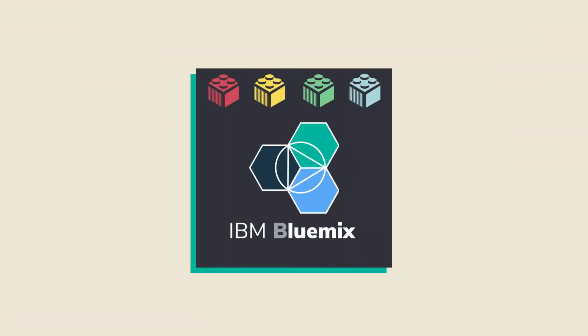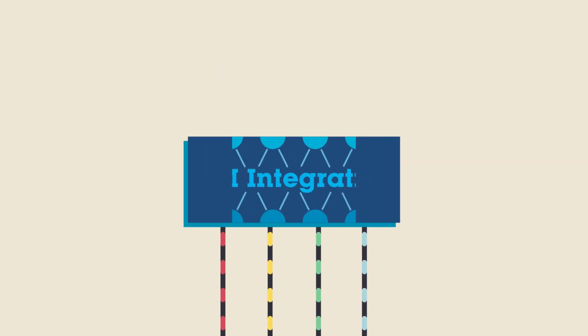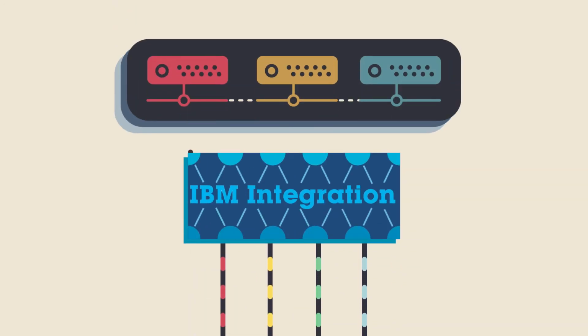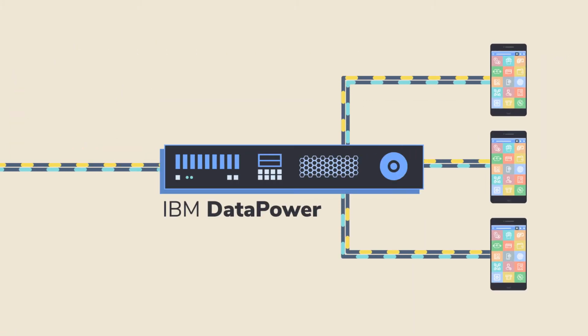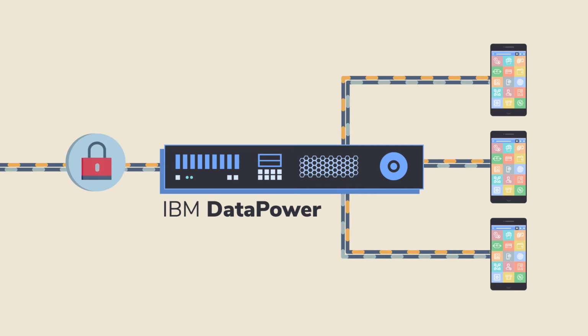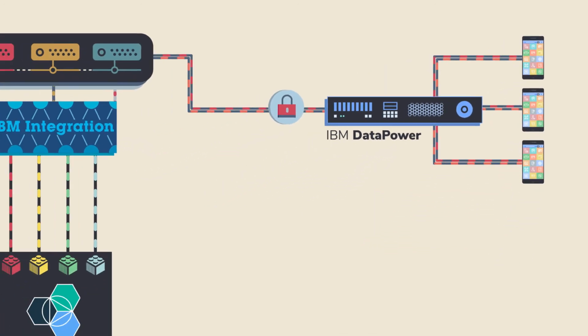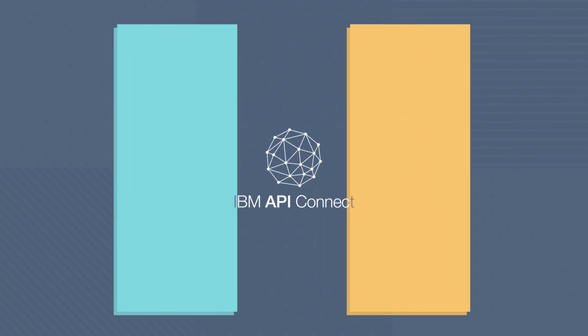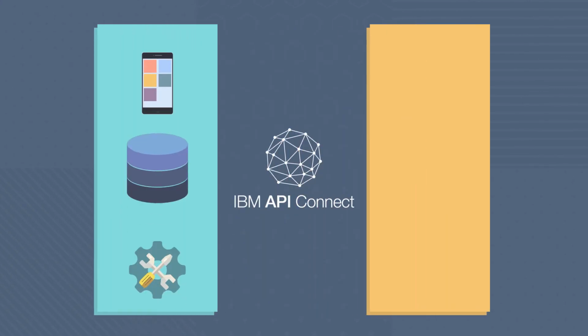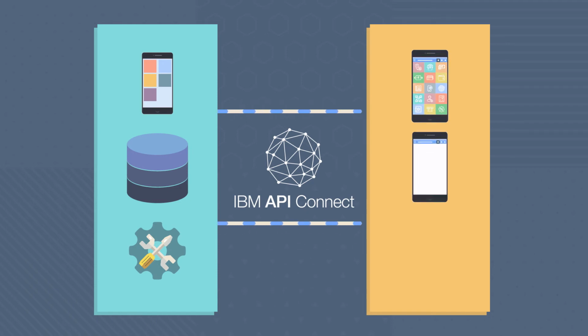Streebo leveraged some of the Bluemix APIs and carried out some complex integrations using IBM Integration Bus. IBM DataPower provided the necessary multi-channel gateway to facilitate data encryption and optimal access control in such a mission-critical system.